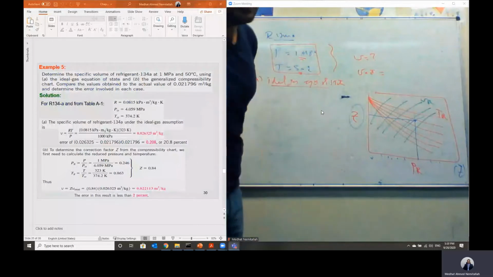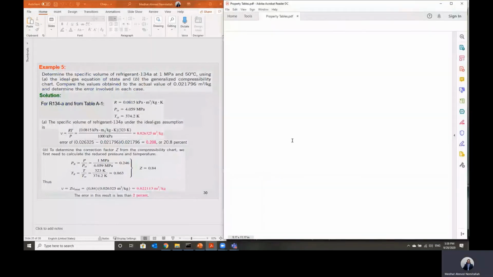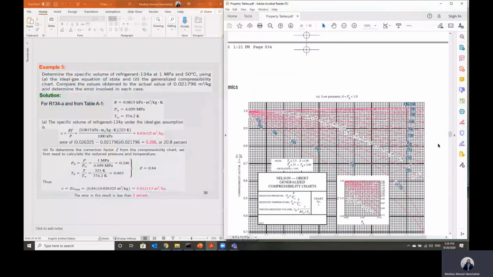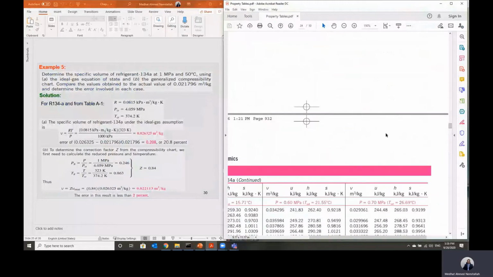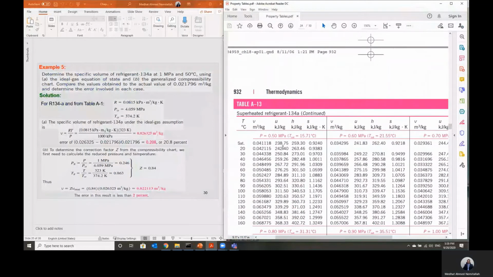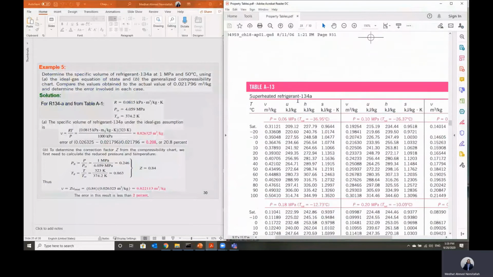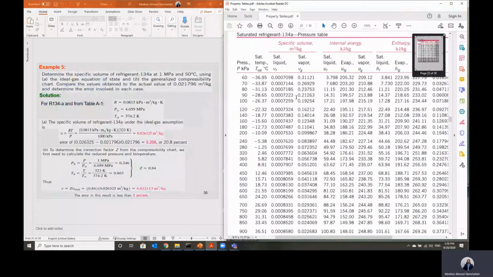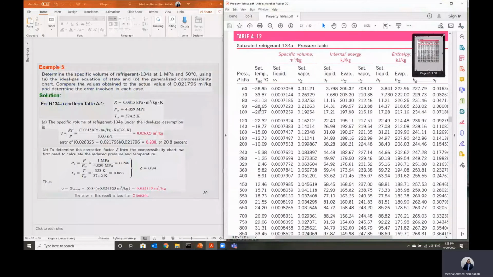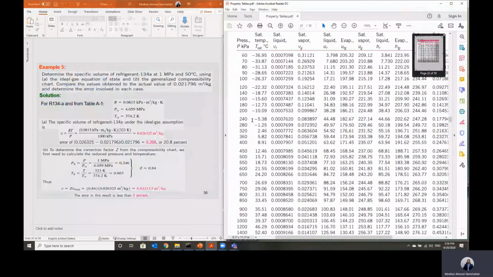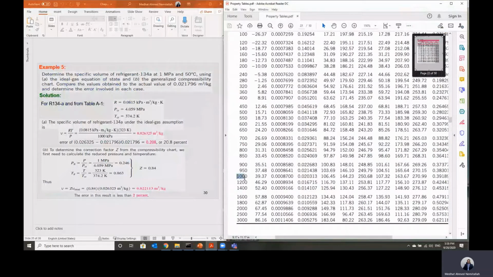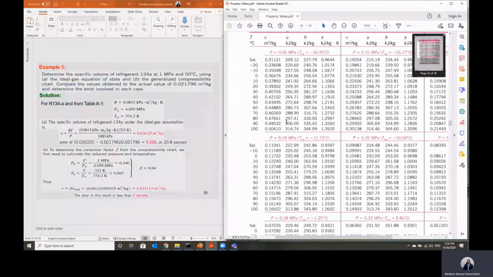Let's do this check here. For refrigerant at a given pressure and given temperature, I will go with the given pressure to table A12. This is table A13, this is table A12. At pressure equal to 1 megapascal, which is 1000 kilopascal, the saturation temperature is 39.3. That means the given temperature, which is 50 degrees C, is greater than the saturation temperature. So the state is superheated refrigerant in this case.